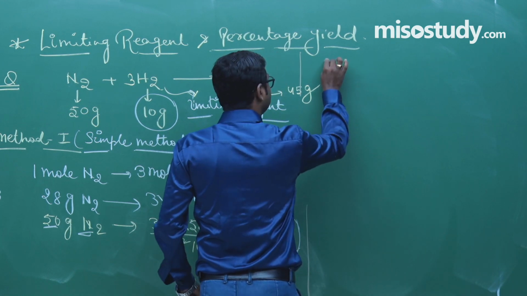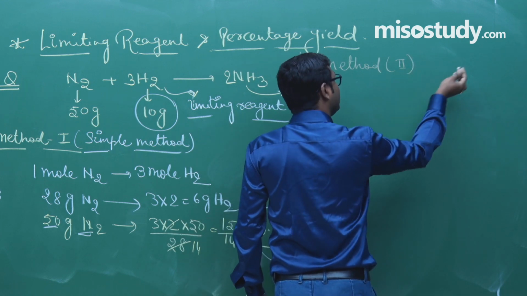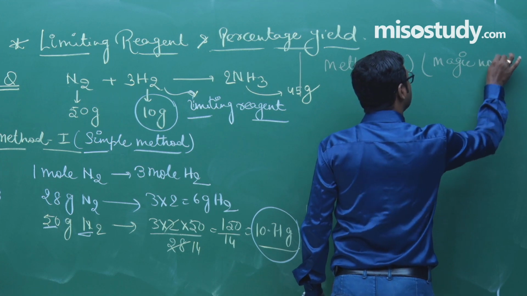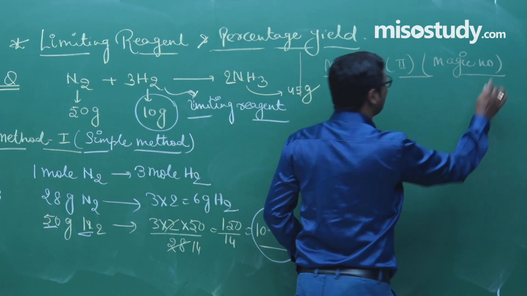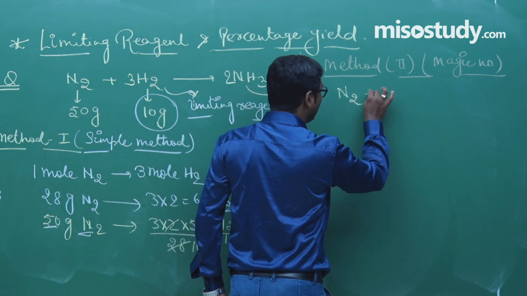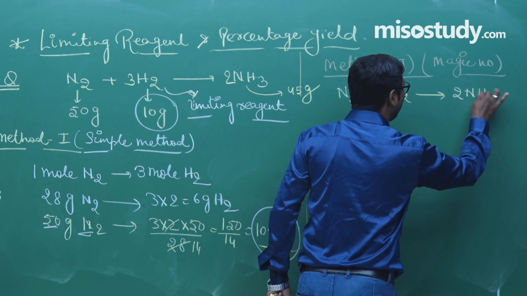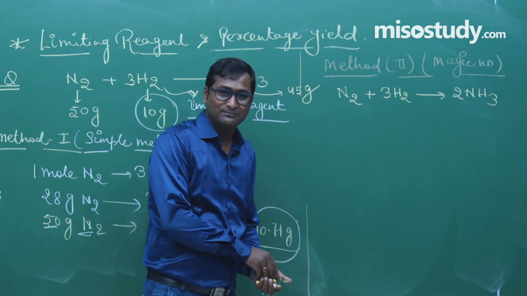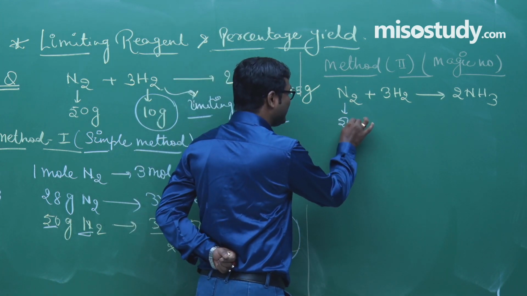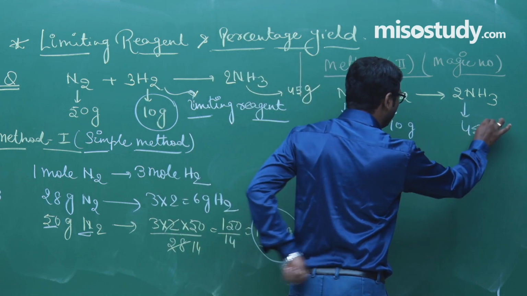The next method, put here method 2. And this method is by using the magic number. This is one of the most important, and this method is close to my heart, my friend. First of all, write down the reaction. N2 plus 3H2 gives you 2NH3. This is the complete equation. Now, what is given here? This is 50 gram, this is 10 gram, and this is 45 gram according to the question.